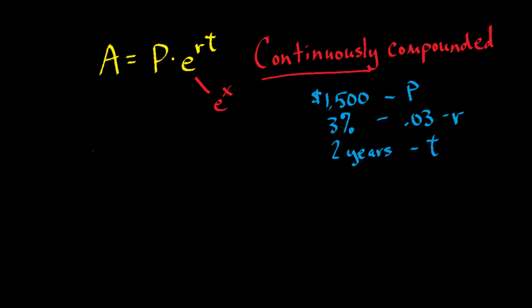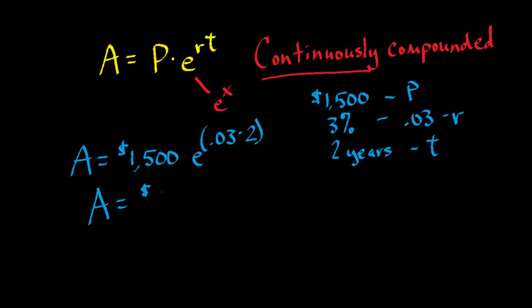So the equation should look like A equals $1,500 times the e to the x button, and in the exponent, the R is 0.03 times T, which is 2. If you haven't done so already, try putting that in your calculator and see if you come up with the same thing as I do. Rounded to the nearest hundredths, I'm coming up with $1,592.75.